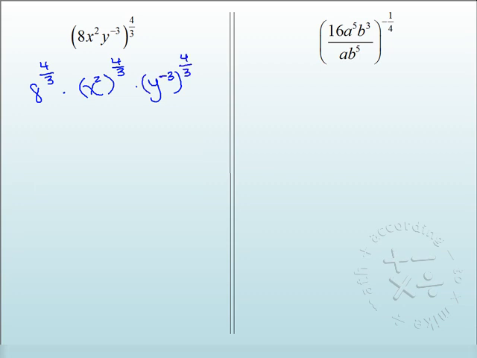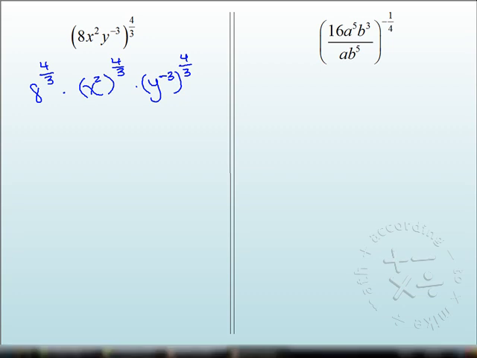Now the comment I want to make is how you start the problem and the order in which you use the properties may be completely different. However, you should still result in the same answer at the end. We'll take each of these one at a time. 8 raised to the 4/3 is rewritten as the cube root of 8, then raised to the 4th. Remember that the numerator is the exponent and the denominator is the index.